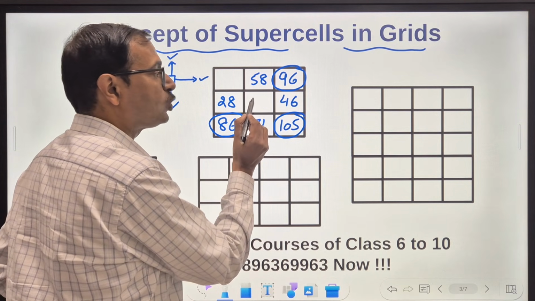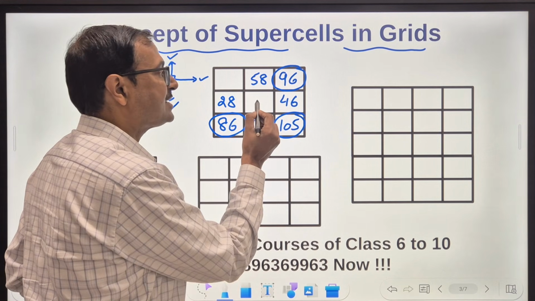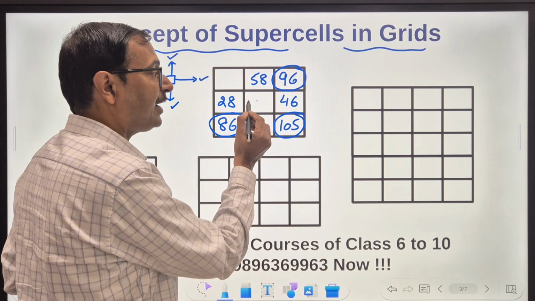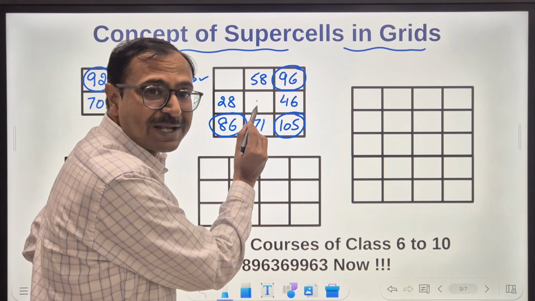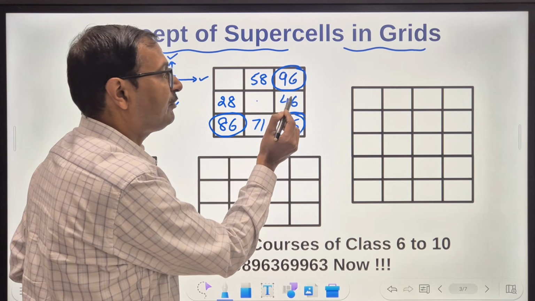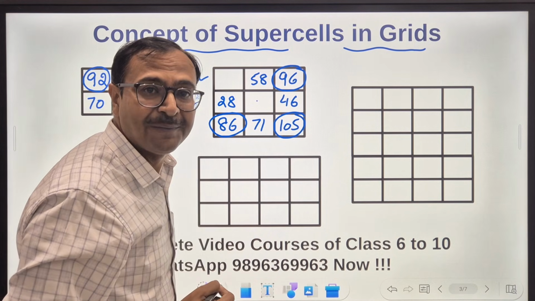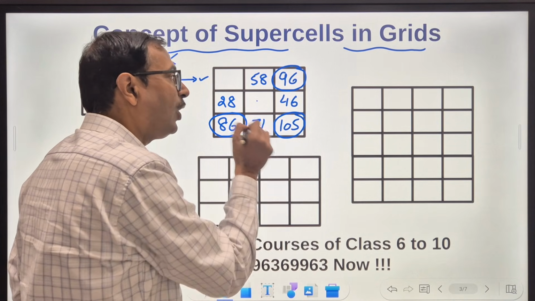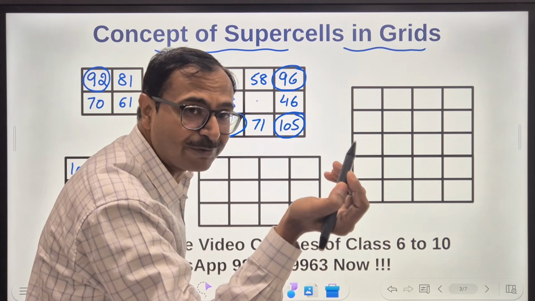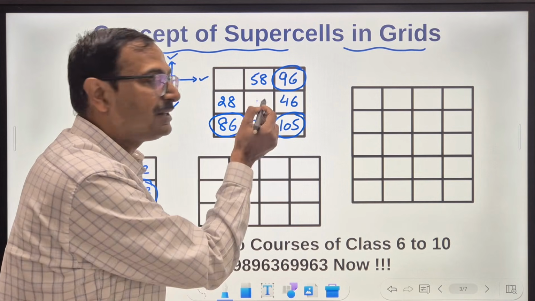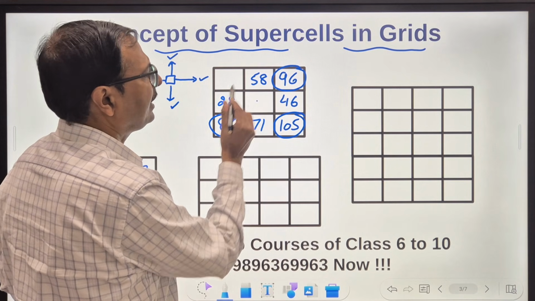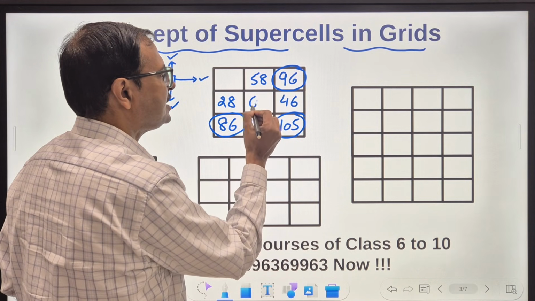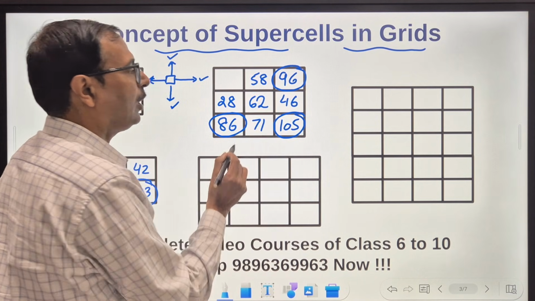Now I don't want this to be a supercell. This has 4 neighbors, 1, 2, 3, 4. If I write 100 here, it will become a supercell because it is greater than 58, 46, 71, 28. But I don't want it to be a supercell. So one of them or two of them or three of them or four of them have to be greater than this number. So let's say this number is 62.